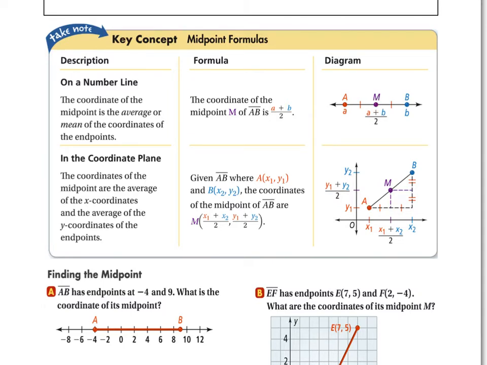Now, on a coordinate plane, you have 2 things you're going to have to do it to, because you have an x-axis and a y-axis. So you're going to have to find the midpoint of the x and the y as well. You're still doing the same thing though. You're taking the 2 x values of the points, adding them up, and dividing by 2. Taking the 2 y values of the points, adding them up, and dividing by 2. And you should have an x coordinate and a y coordinate for every answer. So you'll have an ordered pair when you're doing a coordinate plane. Okay, so let's take a look at some examples now.